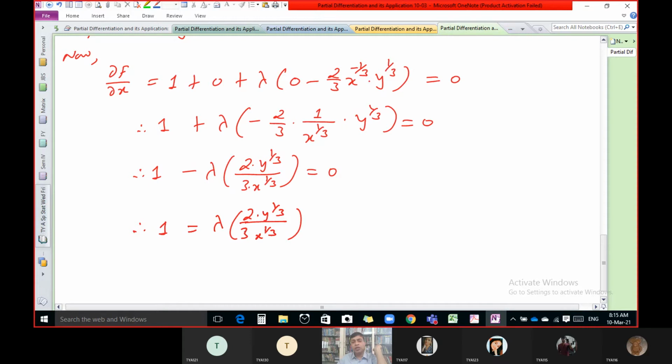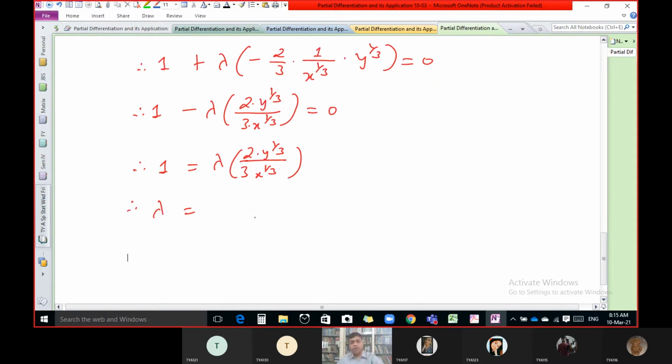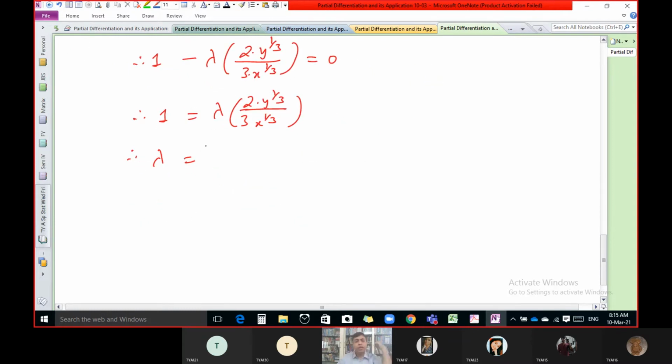But we want lambda, so take this denominator to the other side, this whole term to the other side. So what is lambda? Tell me the lambda. If we take this term to the other side, what is lambda? What we get as lambda?